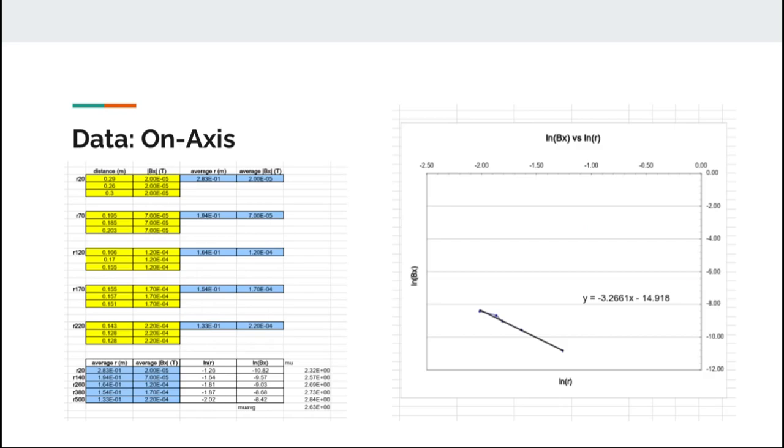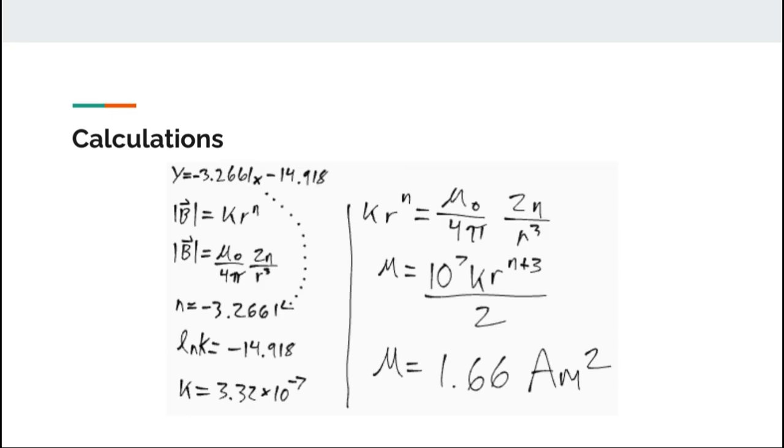For the on-axis, we measured different distances and different levels of magnetic field, then marked those distances and created this table with the equation y equals negative 3.2661 x minus 14,918. Using that linear model in the calculations, we were able to figure out the magnetic dipole moment. Mu right there equals 1.66 A·m².